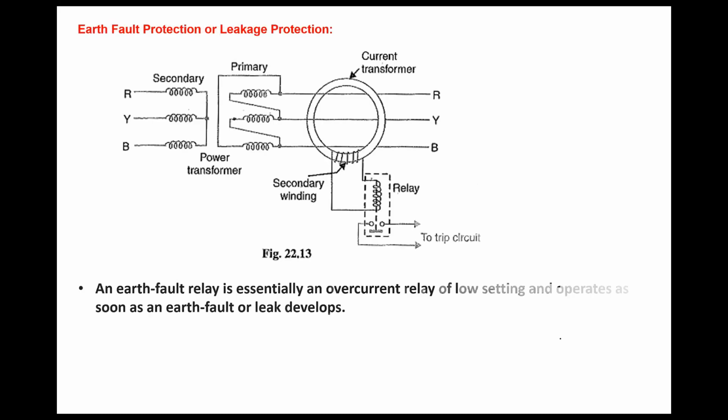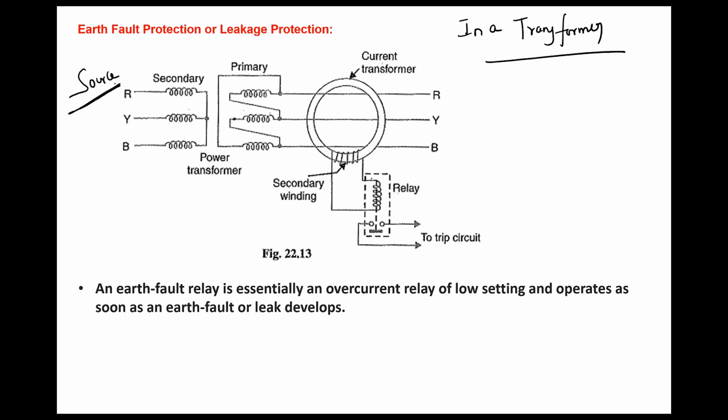One more topic which I wanted to tell you. In a transformer, suppose the primary side is star connected and this is the source side, and this is the load side. If the load side is delta connected, simply imagine the secondary of the transformer is connected to a big induction motor. In this case, how do we detect earth faults? Again, we use a CBCT, core balanced current transformer.